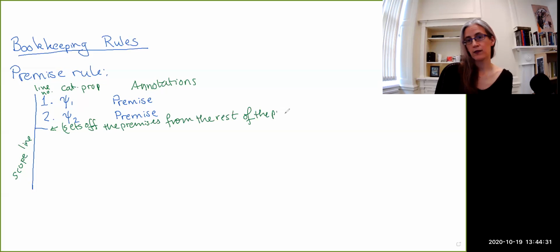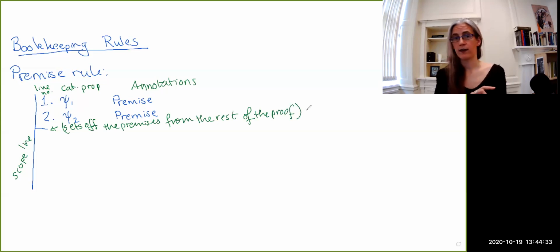Now, the purpose of the scope line and of the little bar that sets the premises off from the rest of the proof, that will come out when we're using the hypothetical method. So don't worry too much about this kind of structural notation on the side until we get to the video where we talk about the hypothetical rule. But every single proof that we write is going to be starting off in exactly this fashion.